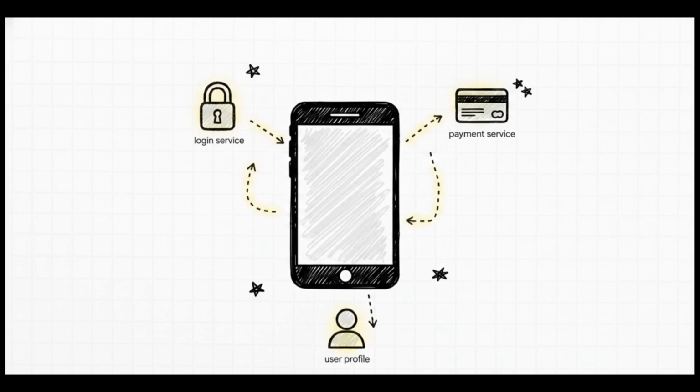So here's how that actually works in the real world. An application isn't one giant program anymore. It's more like a team of specialists. You might have a login service, a totally separate payment service, and another user profile service. Each one is its own small, self-contained program that does one job and does it perfectly. And they all just talk to each other to give you that final app experience you see on your screen.